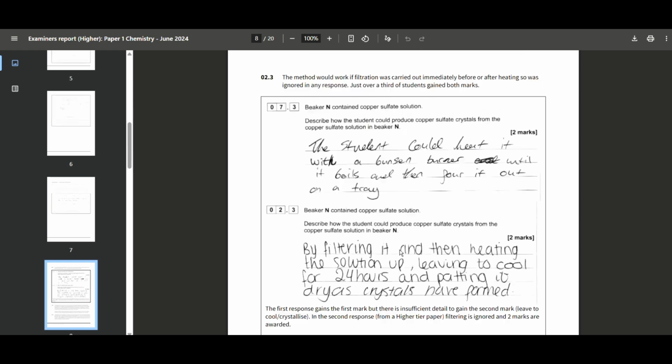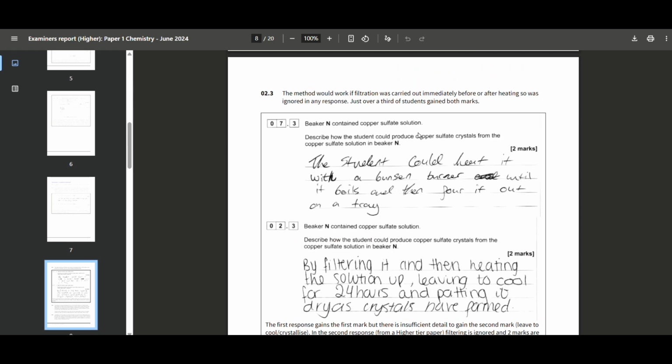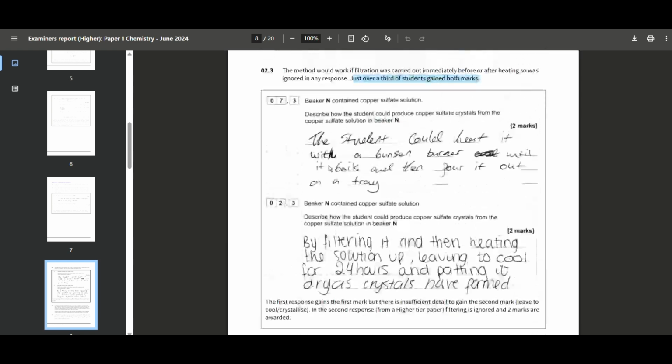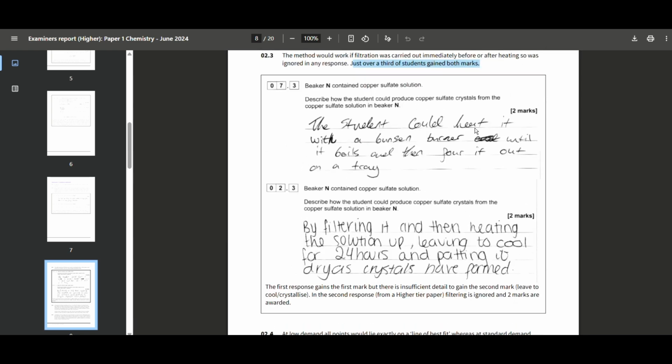Okay, the next one we have already looked at. So beaker N contained the copper sulfate solution. The method would work if filtration was carried out immediately before or after heating, so that was ignored in any response. Just over a third of students gained both marks. So not everyone gained it, just a third gained full marks. Okay, so in this case, let's have a look at these answers. The student could heat it with a Bunsen burner until it boils and then pour it out on a tray.